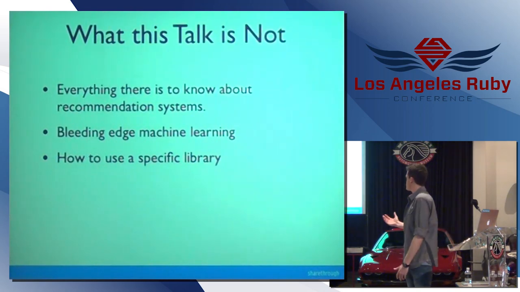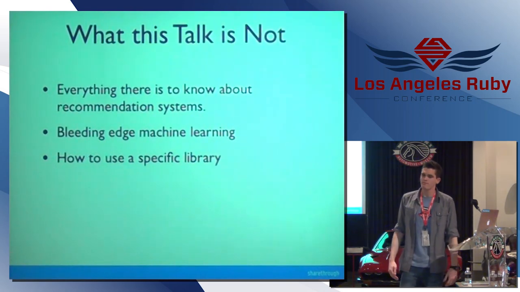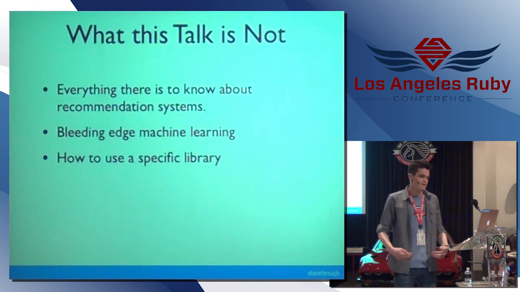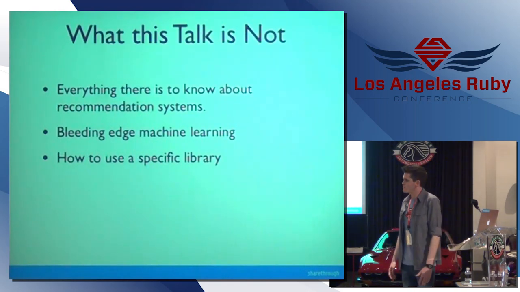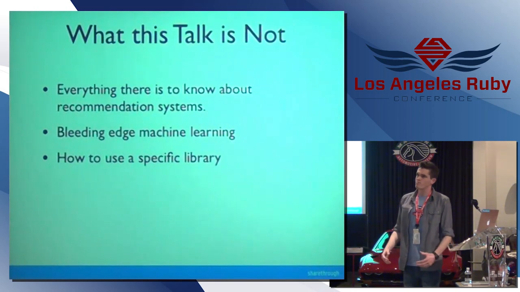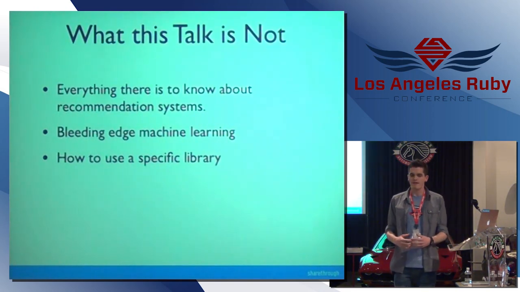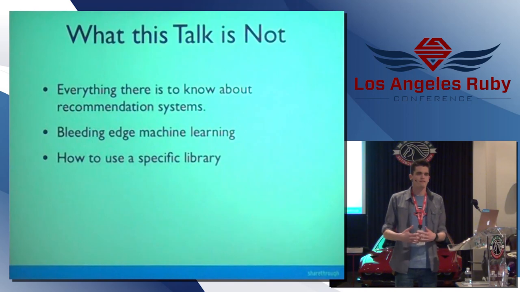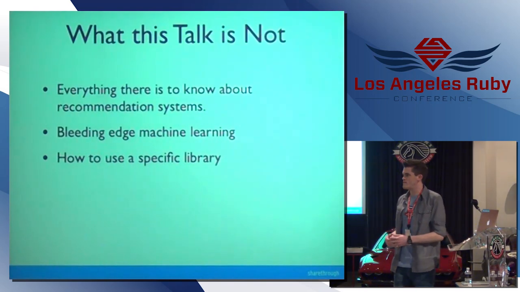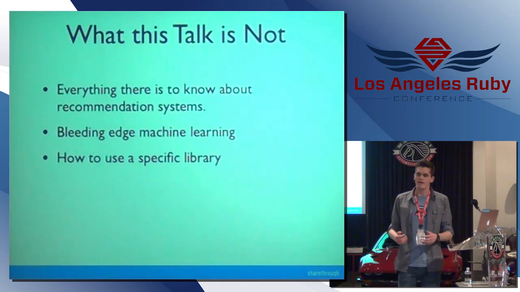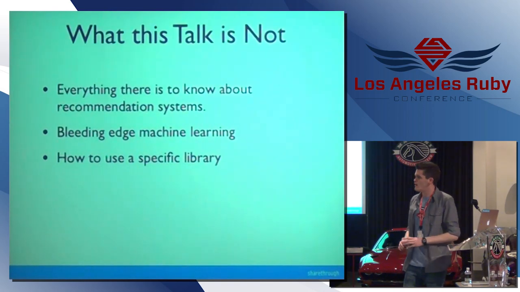And then obviously, as a result, it's not going to be bleeding edge machine learning. This is not the right audience for that. I like geeking out on that, but you probably wouldn't care. You'd probably find it a little bit boring. It's also not going to be how to use a specific library. I feel like it's really important when you're doing this kind of stuff to take that step inside the library to understand what the algorithm really does, because otherwise you'll come to a point in time when you're using this library, it doesn't work, and you have absolutely no idea how to fix it and why it isn't working.